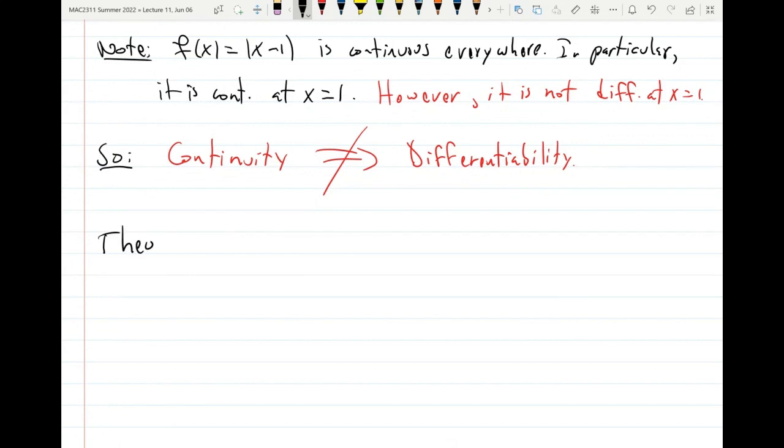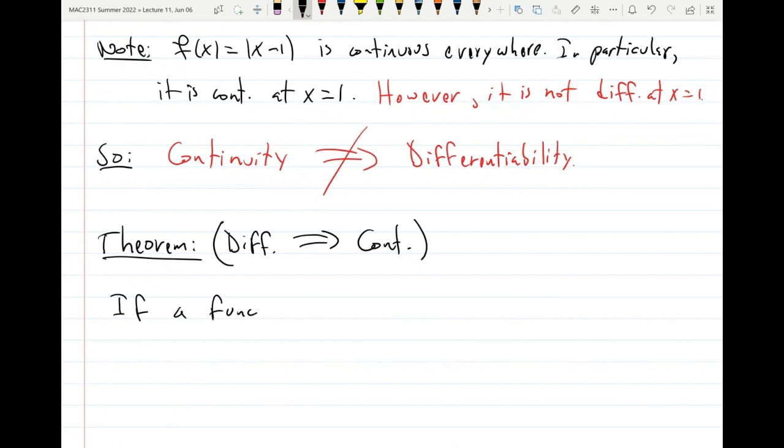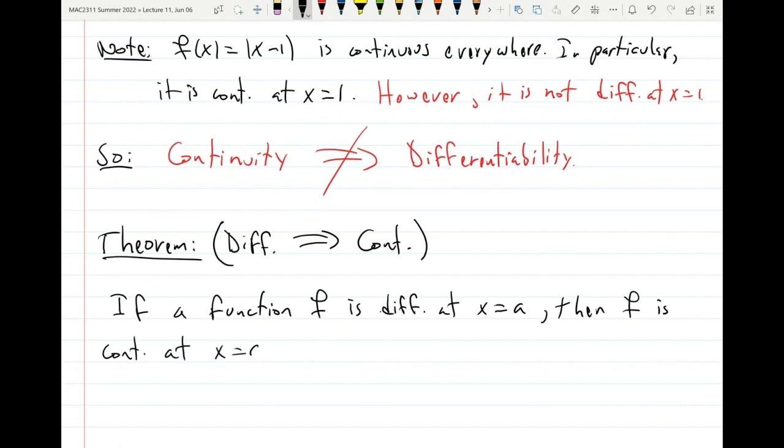So theorem: the theorem is the other way, that differentiability implies continuity. Okay? So if a function f is differentiable at a point x equal a, then f is continuous at x equal a. Okay?